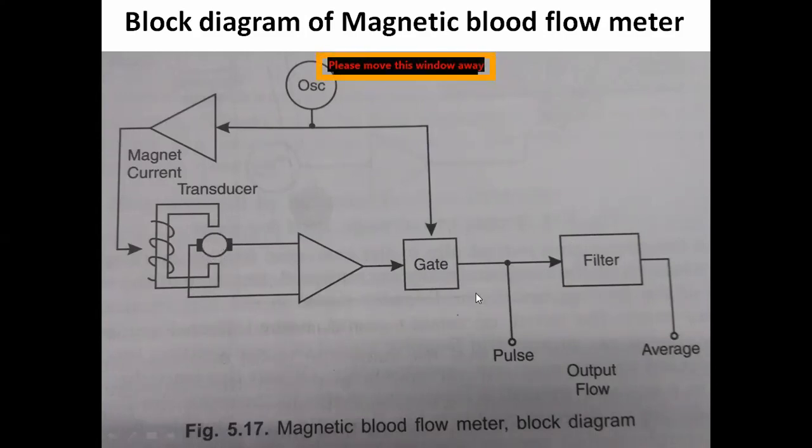After the gate signal we have a pulse output here. So there are two types of outputs: one is the pulse output and another one is the average output. From these two outputs we can analyze the velocity of the blood flow.